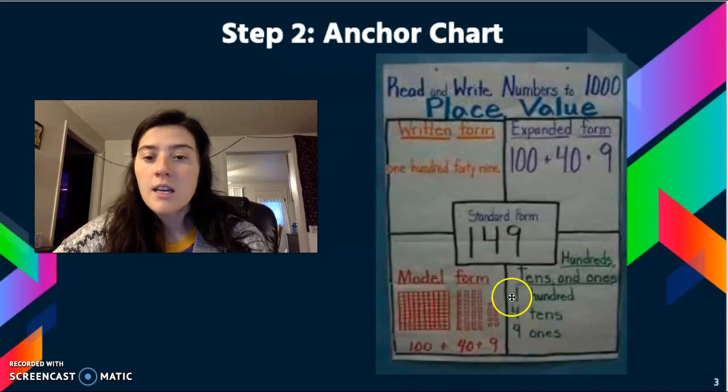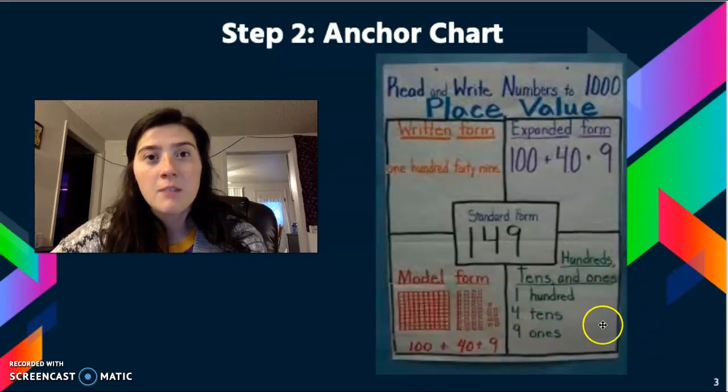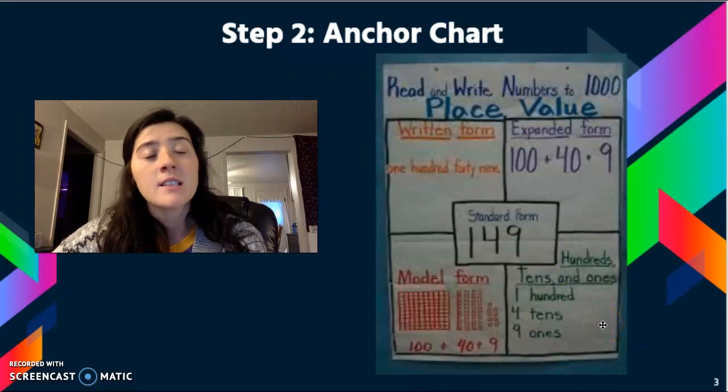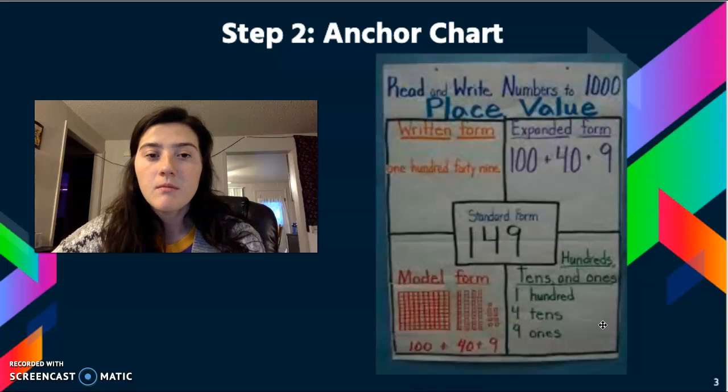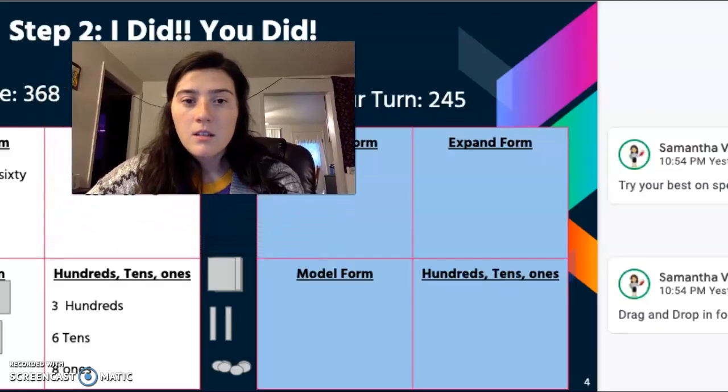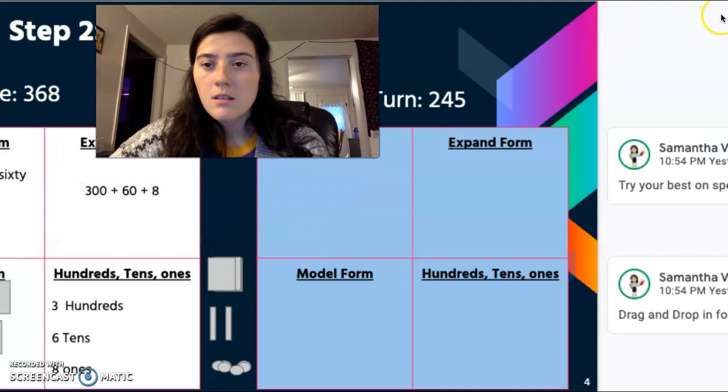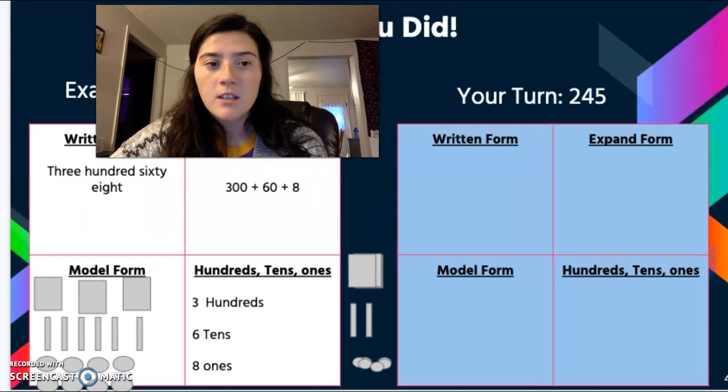So there is 100, 4 tens, and 9 ones. This should look familiar because this is what you should have done on step 1 if you followed my example. On the very next slide, you are going to do the same thing. So this is what it's going to look like.